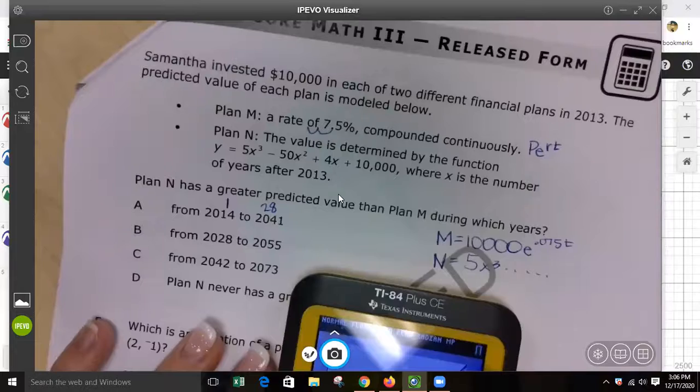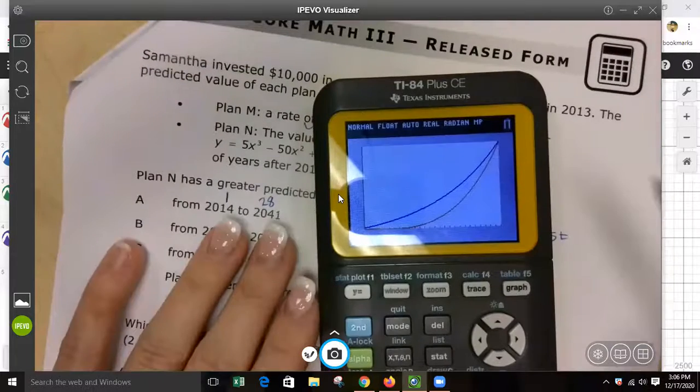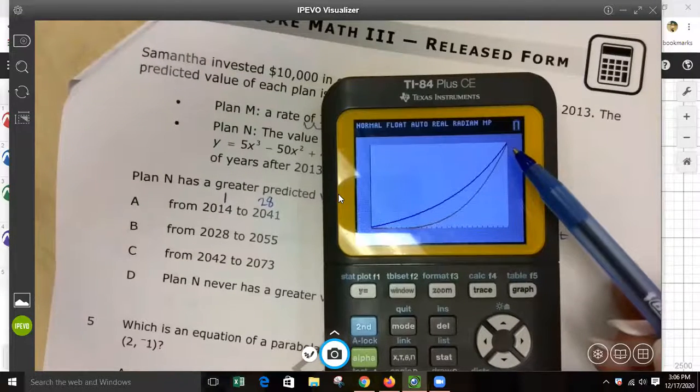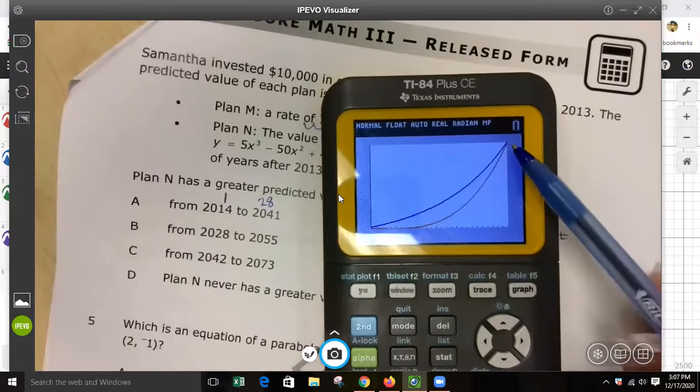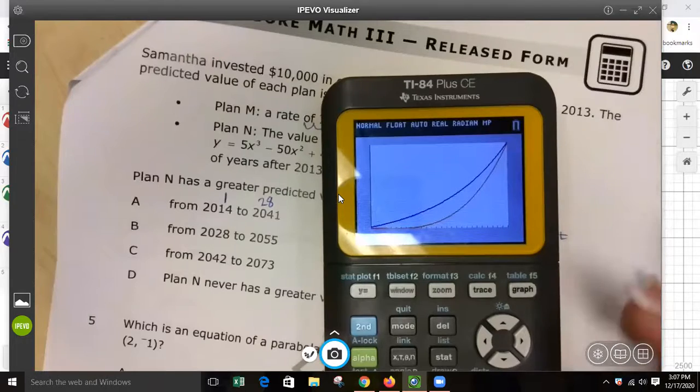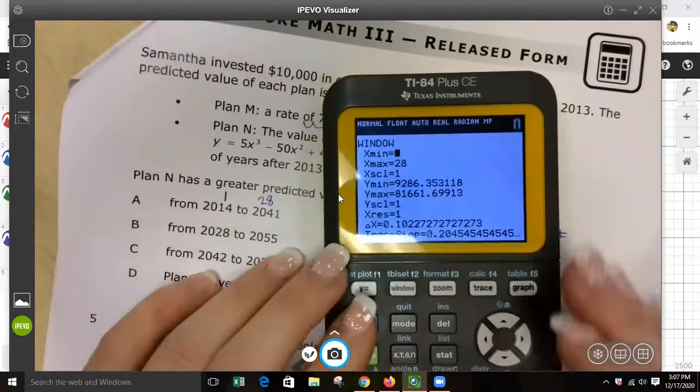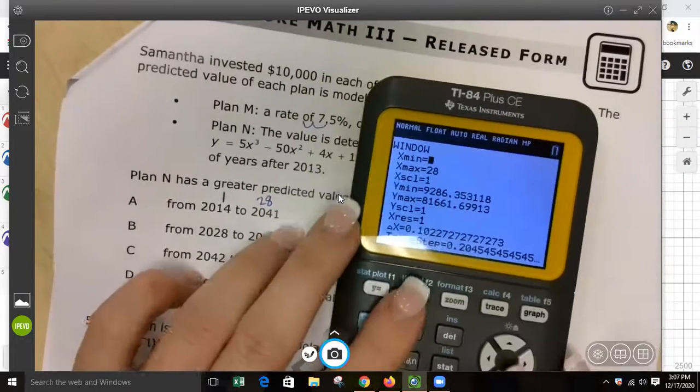You see where they cross right here? This is where the red one is actually going to go over the blue and be bigger. So this is the point that we really need to look at. But I want to show you between 1 and 28. So that's between 1 and 28.